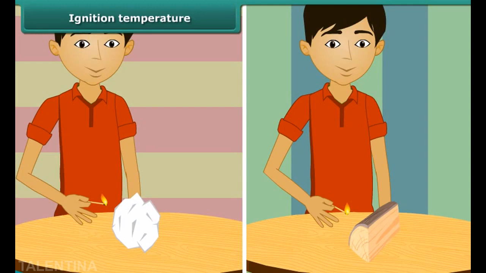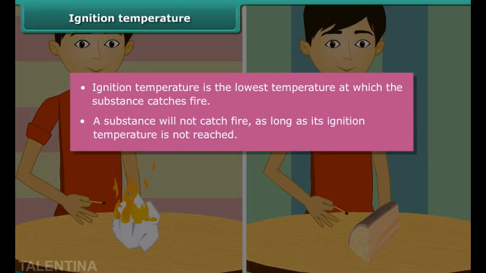We just saw that a paper burns when lighted with a matchstick. Now bring the matchstick close to the piece of wood. The piece of wood does not catch fire. One lighted matchstick is not able to burn the piece of wood, but a piece of paper burnt quickly. This is because a piece of wood has not reached its ignition temperature. Ignition temperature is the lowest temperature at which the substance catches fire.